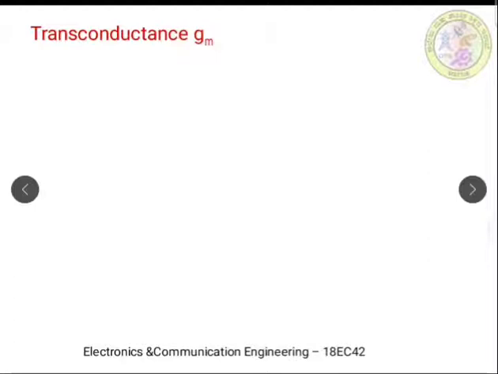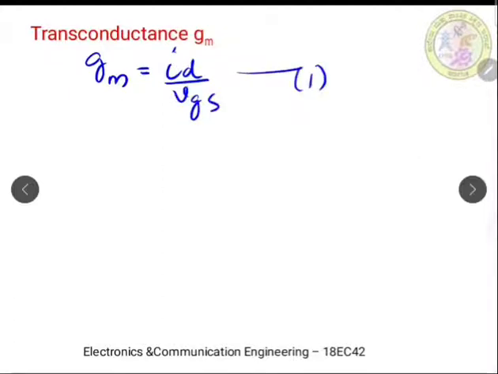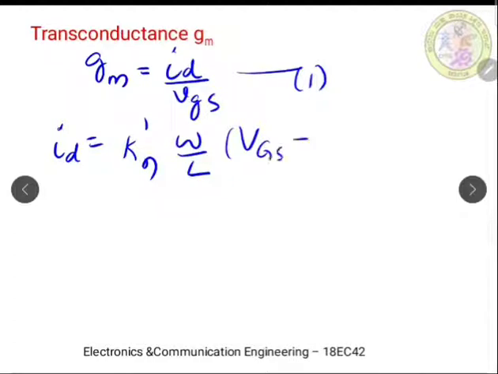Now here we are going to write the different expressions available for the transconductance factor GM. So we will start with the very first MOSFET transconductance equation. We know that GM is equal to ID by VGS. Let us take this as equation 1. But our drain current ID is nothing but Kn dash W by L into VGS minus VT into VGS. Okay, so we call this equation 2.